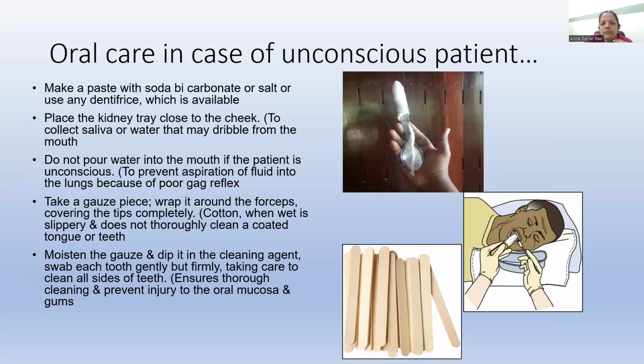Certain things can be used at home, especially when the patient is unconscious. Okay, so it becomes very difficult to give care to them. Right. So here you can see that a simple spoon is used, the handle of the spoon. And what is done here is you have to wrap the spoon handle with the help of a gauze piece. Right? Now, a gauze piece may not be available all the time. So at that time, the patient's relative can use a cloth piece also.